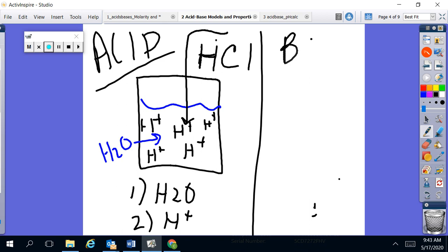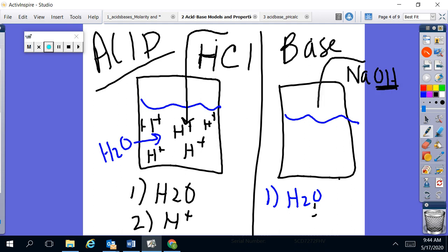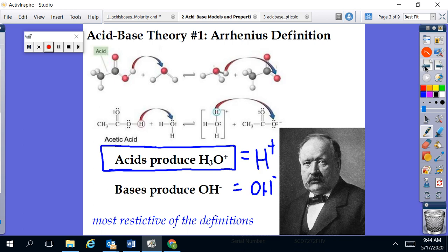Now a base always has OH in it. So if you have another beaker of water, once again you always have to have water, and you threw a base in, and a base is going to have OH, like I said, so it could be sodium hydroxide, lithium hydroxide, barium hydroxide, anything with hydroxide at the end. If you threw that into the water, it's going to make OH ions. And so that's the definition of an Arrhenius base. So this is what this means.